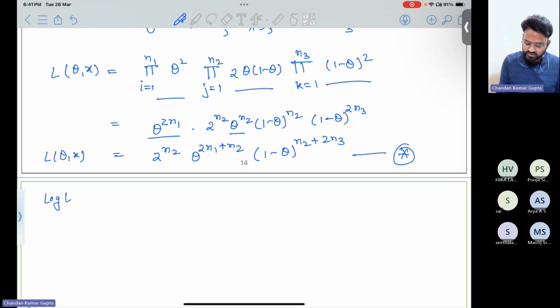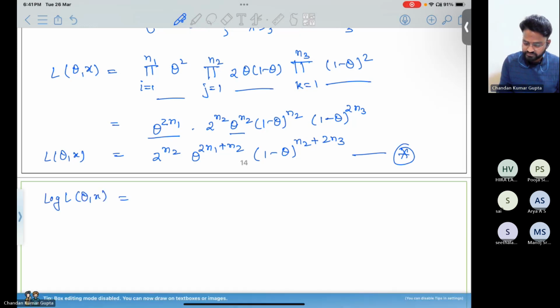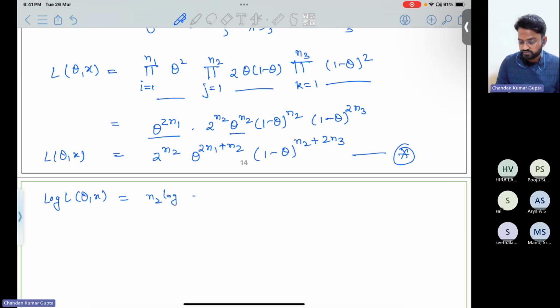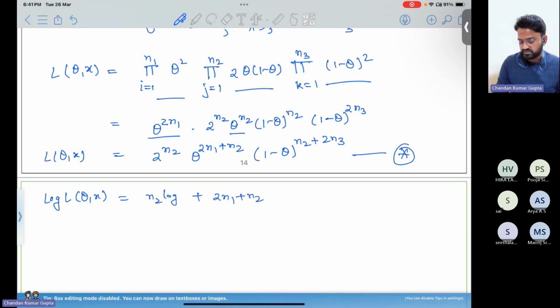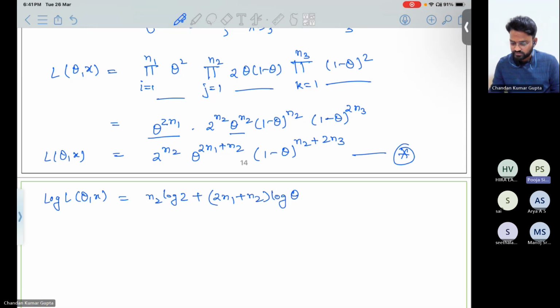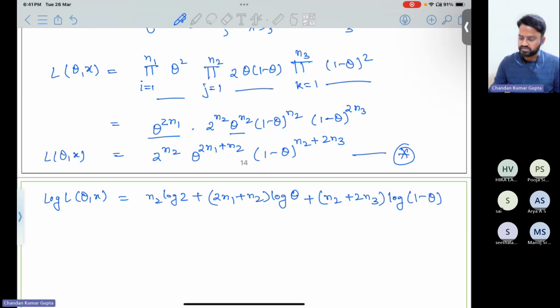So taking log of both sides, it is n2 log of 2 plus (2n1 plus n2) log of theta. Sir, here you missed the 2. Okay. And the third one is (n2 plus 2n3) log of 1 minus theta.